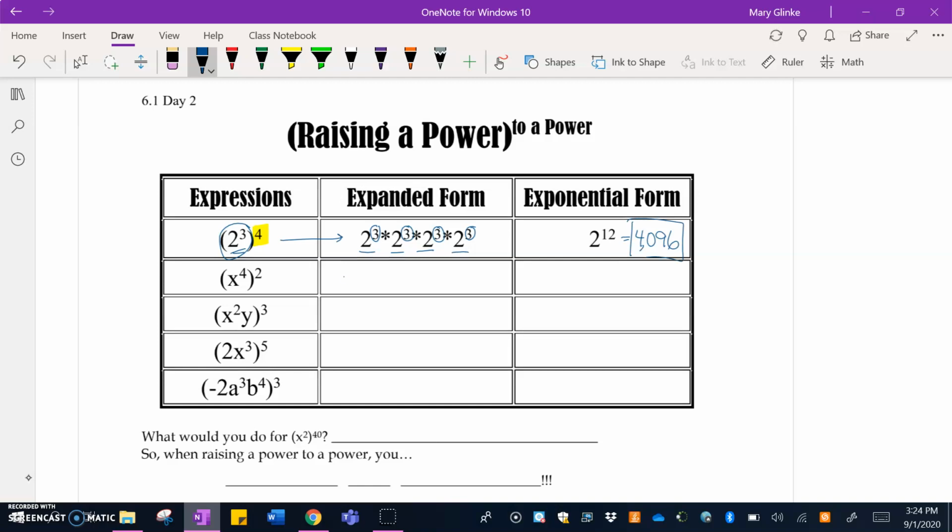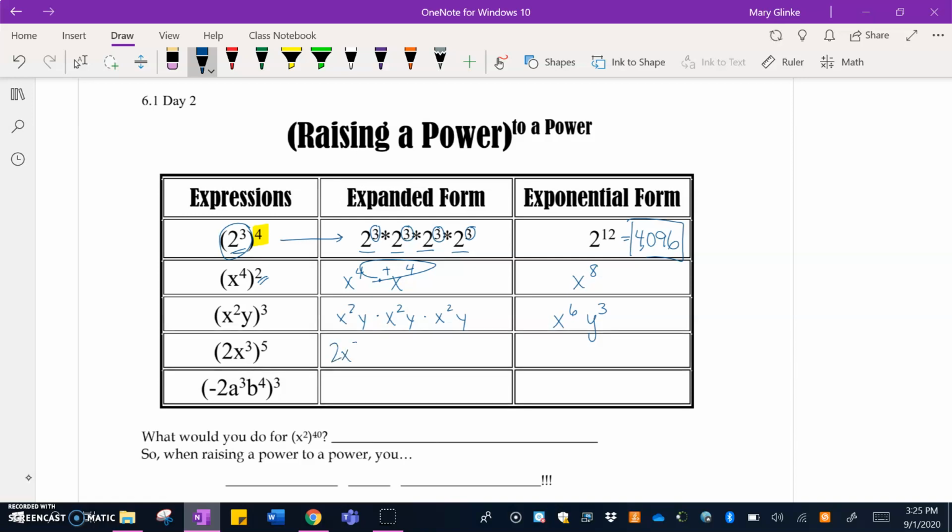So this next one is x to the 4th, and that's happening 2 times. So it's x to the 4th times x to the 4th. So realistically, that is going to be x to the 8th power when we add those two together. For the next one, it's x squared y 3 times. So 1, 2, 3. We combine the x's to get x to the 6th. We combine the y's to get y to the 3rd. So it's x to the 6th, y to the 3rd.